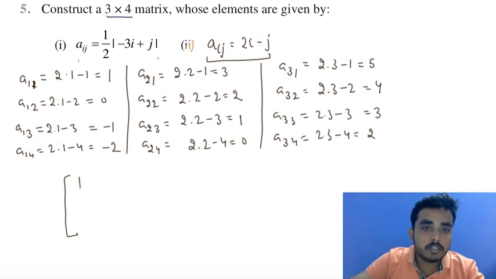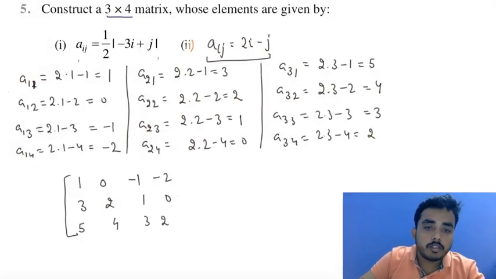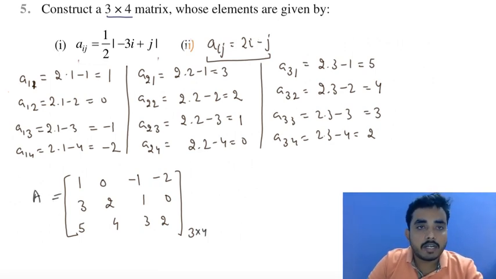So this will be first row. 1 0 minus 1 minus 2. Second row is 3 2 1 0. Third row is 5 4 3 2. तो इसके साथ हमारा ये 3/4 का मैट्रिक्स बन चुका है A. Okay. Now let's move to question number 6.